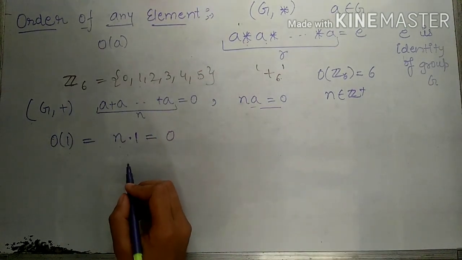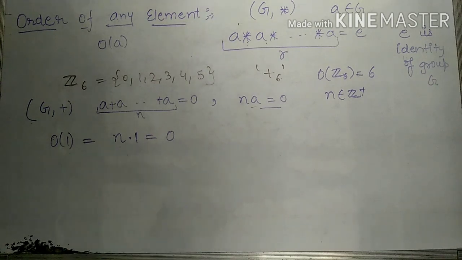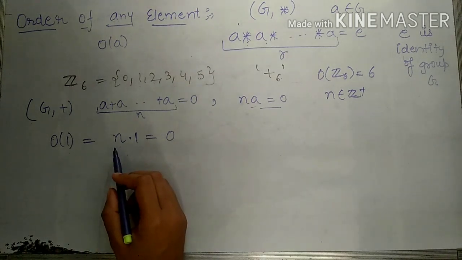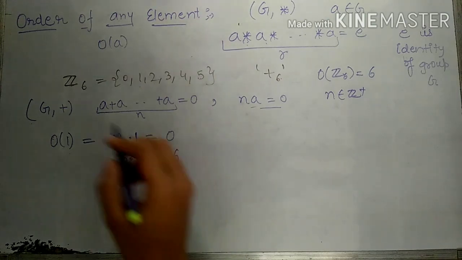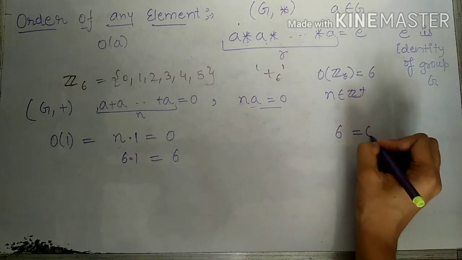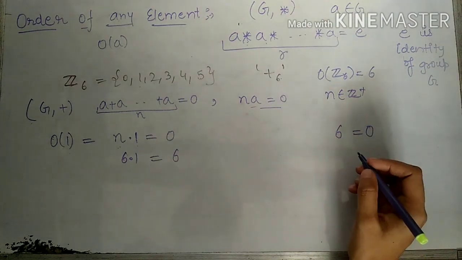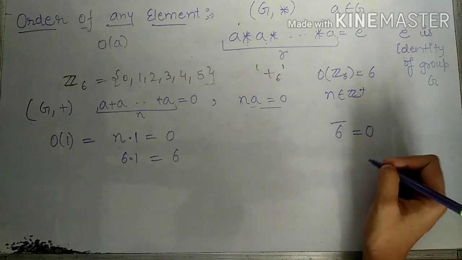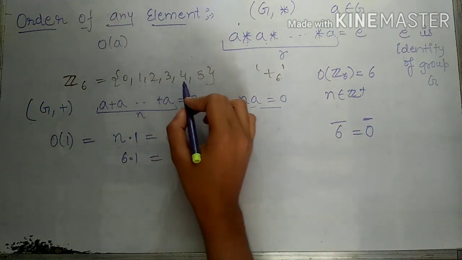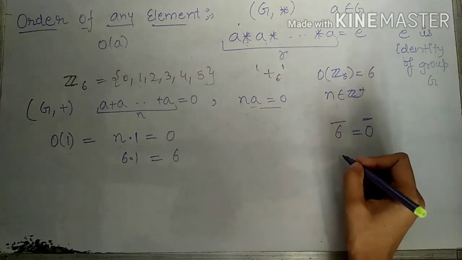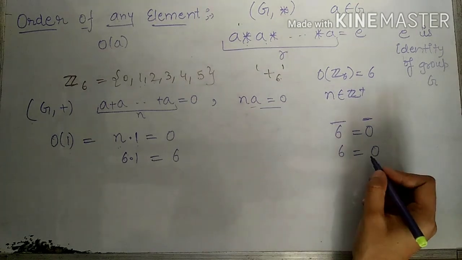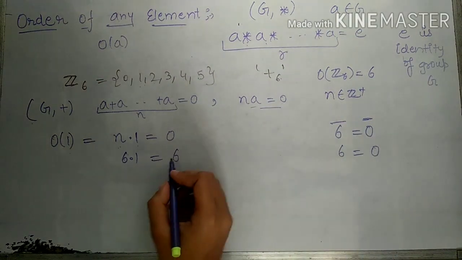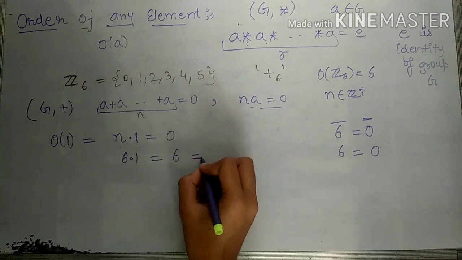For example, we have calculated that the order of 1 is 6. If we calculate it from here, when I multiply 6 with 1, what do we get? We get 6. And we know in Z6, 6 is the same as 0. We did this in our second video, that is, the equivalence class of 6 is the same as the equivalence class of 0. These are not elements, these are equivalence classes. So here element 6 is equal to element 0. So 6 into 1 is equal to 6, which is nothing but 0.